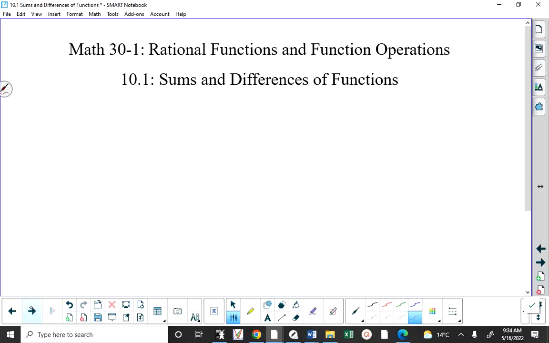By my count, we do 10.1 today, 10.2 tomorrow, 10.3 Wednesday and Thursday. That would mean Tuesday and Wednesday of the following week, when we return, we're reviewing for those 2 days. And that would mean your unit exam for this unit, which is chapter 9 and 10, will be Thursday of next week.